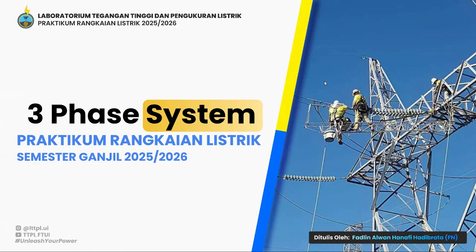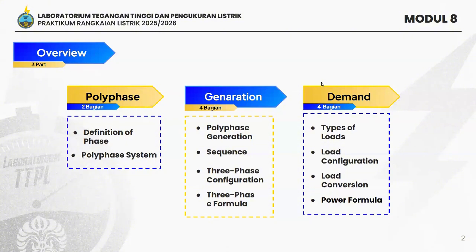In this term, I want to explain the three-phase system. Before we go too deep, we have to know that we're going to divide these terms into three parts: polyphase is divided into two parts, generation is divided into four parts, and demand is divided into four parts. And before we start, we have to know the definition of phase.